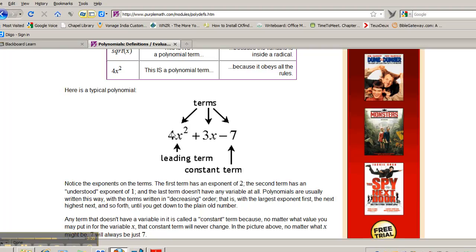So in this case, 4x squared is the highest, because it's x to the second power, and then 3x is x to the first power, and then the constant term, the negative 7, is technically called the 0-degree term, because 7 times x to the 0 power is just 7. That's one of the facts about exponents: anything to the 0 power is 1. So 7 times x to the 0 power would just be 7, because it would be equivalent to 7 times 1.